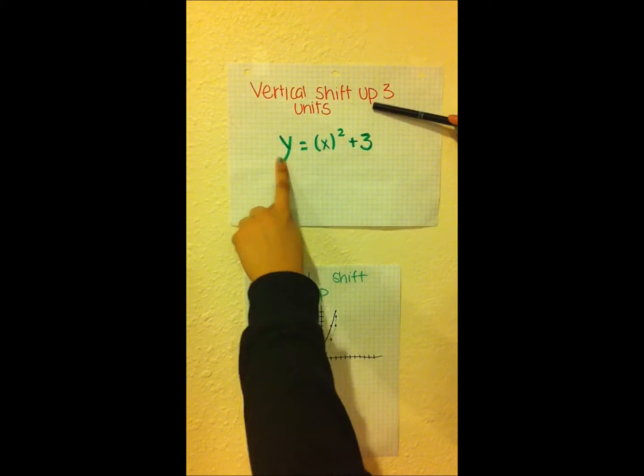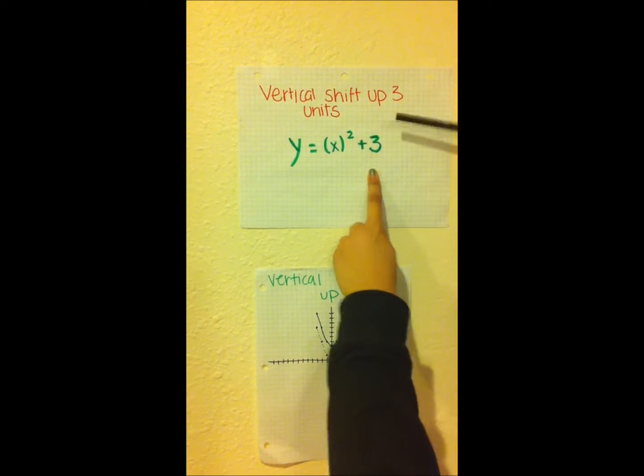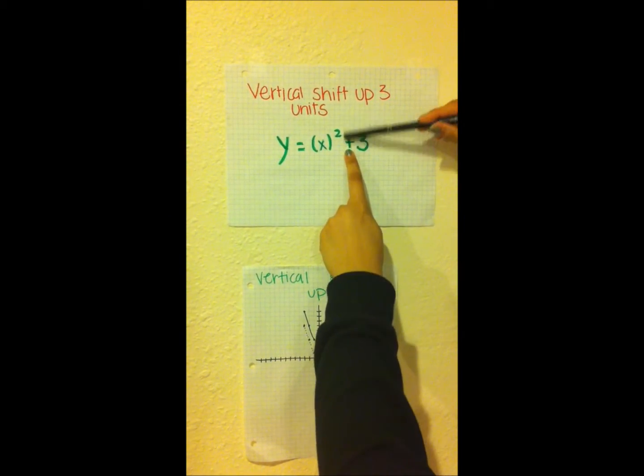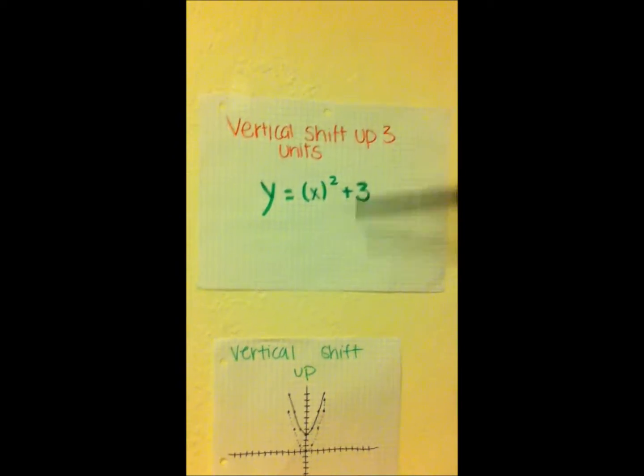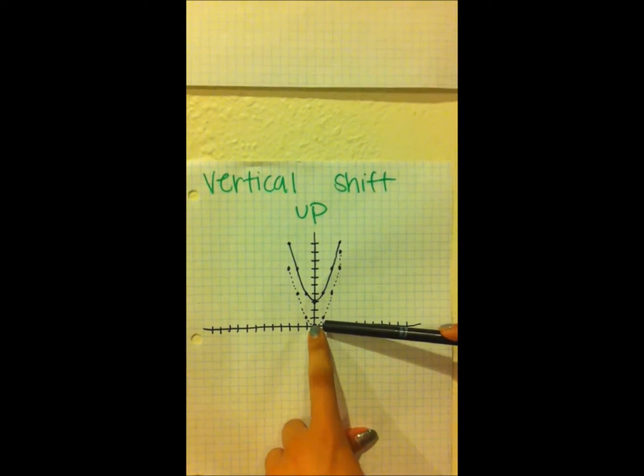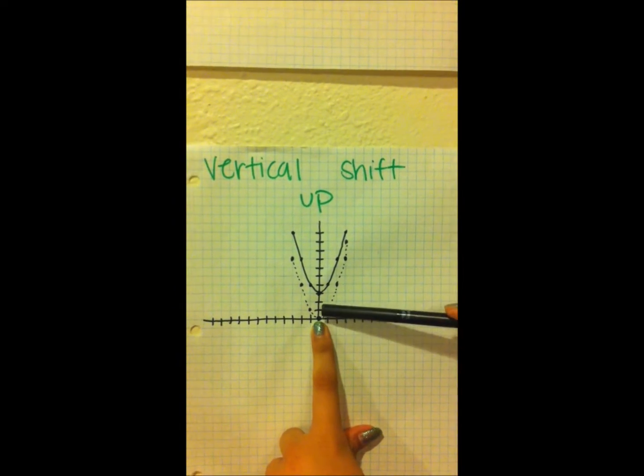For vertical shift, we have to look at a number outside the parentheses. For example, here is 3, and it's a positive, so it will be moving up 3. If we look at the graph, the original starts at the origin, and it moves up 3. 1, 2, 3.